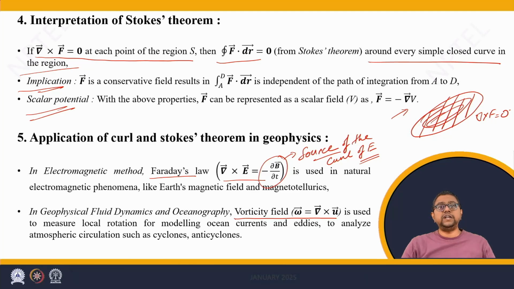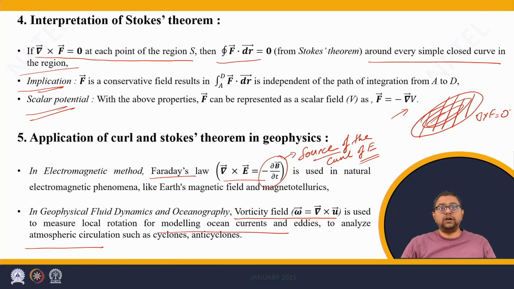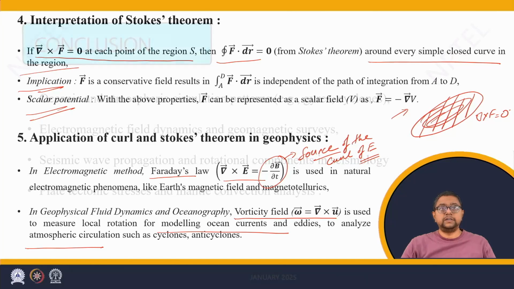Now, vorticity fields are used to measure local rotational tendency, which is used in modeling ocean currents and eddies. It is also used to analyze atmospheric circulations such as cyclones, anticyclones, and jet streams. Thus, the curl operator denotes a source or sink of circulatory motions in the form of the vorticity field.